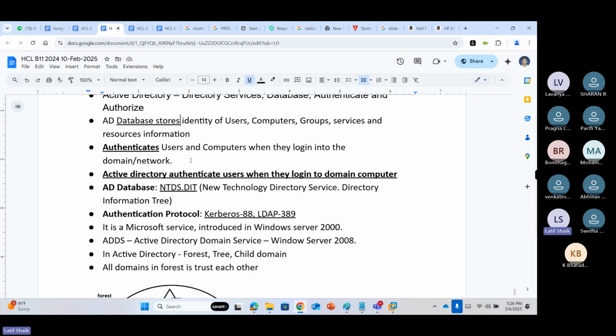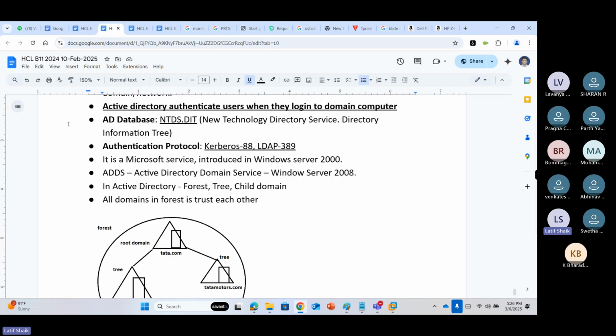Again, we'll come back to Active Directory, guys. This Active Directory role or service was introduced in Microsoft Windows Server 2000. Active Directory is a Microsoft service introduced in Windows Server 2000. It is also available in 2003, so 2000 and 2003 servers.